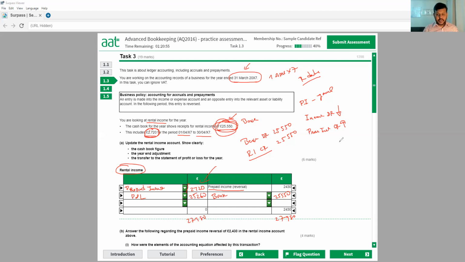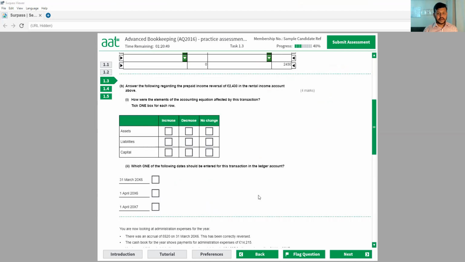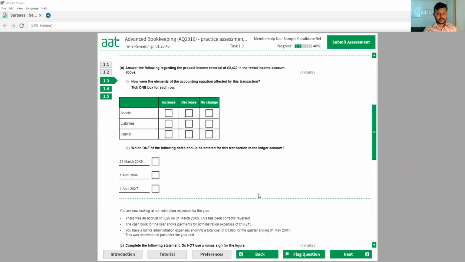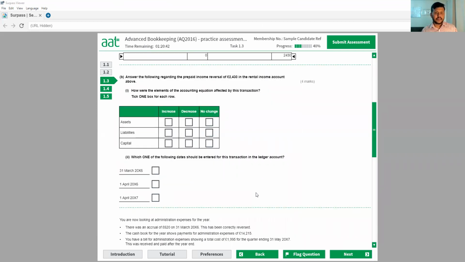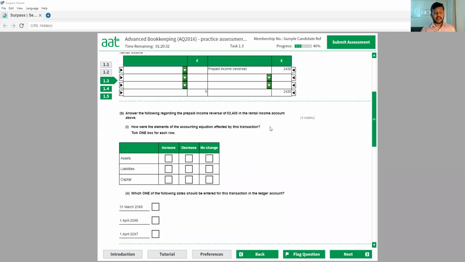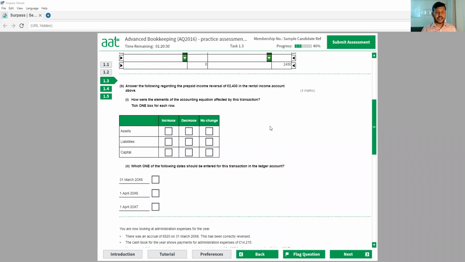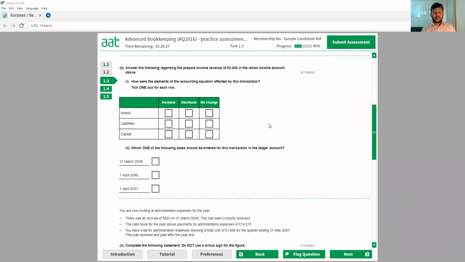All right, let's move to the next one. The next one we have here, they are saying, answer the following regarding the prepaid income reversal 2430 in the rental income account above. So we have 2430, that is reversal from the last year. So last year it was our liability, but not this year, remember that. It was a liability for the last year. This year it is not liability.